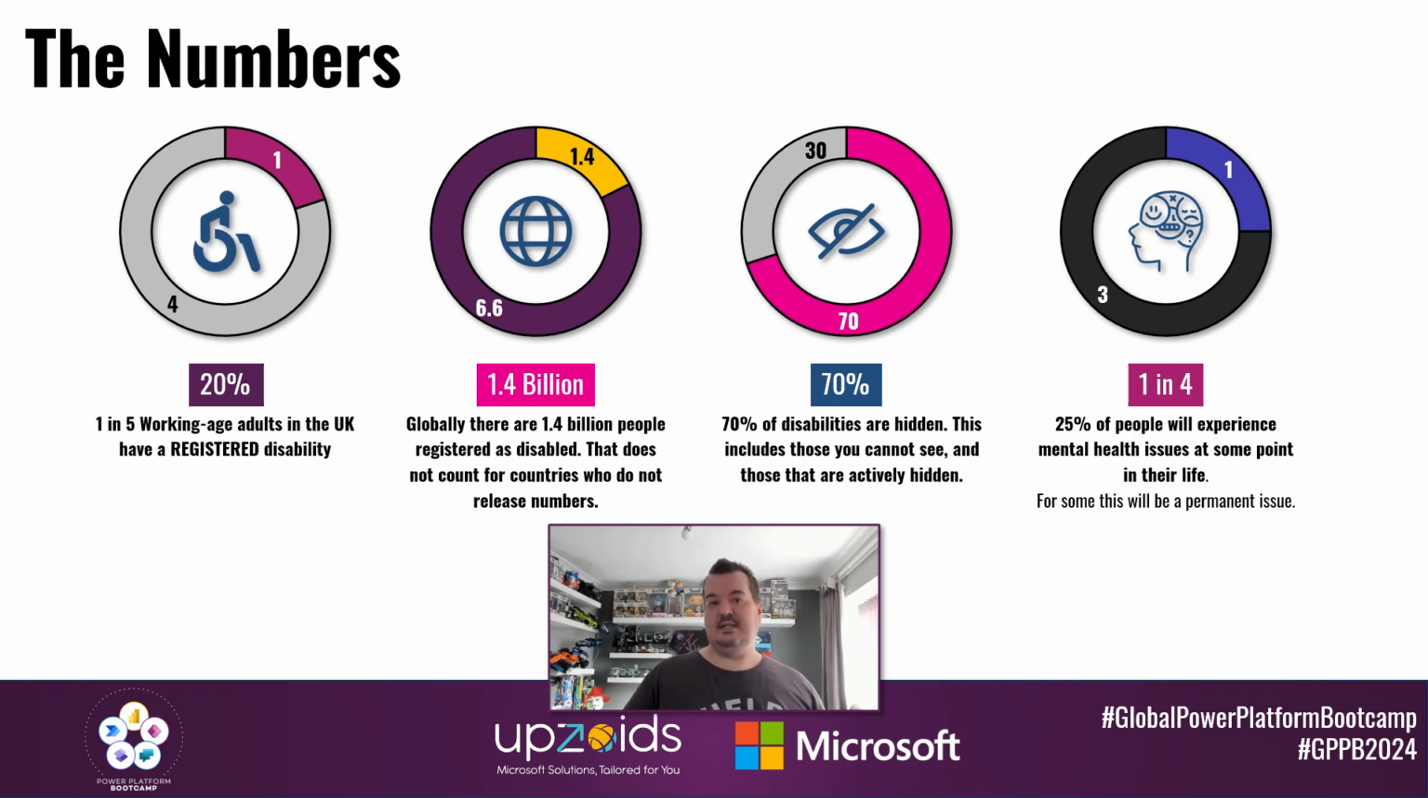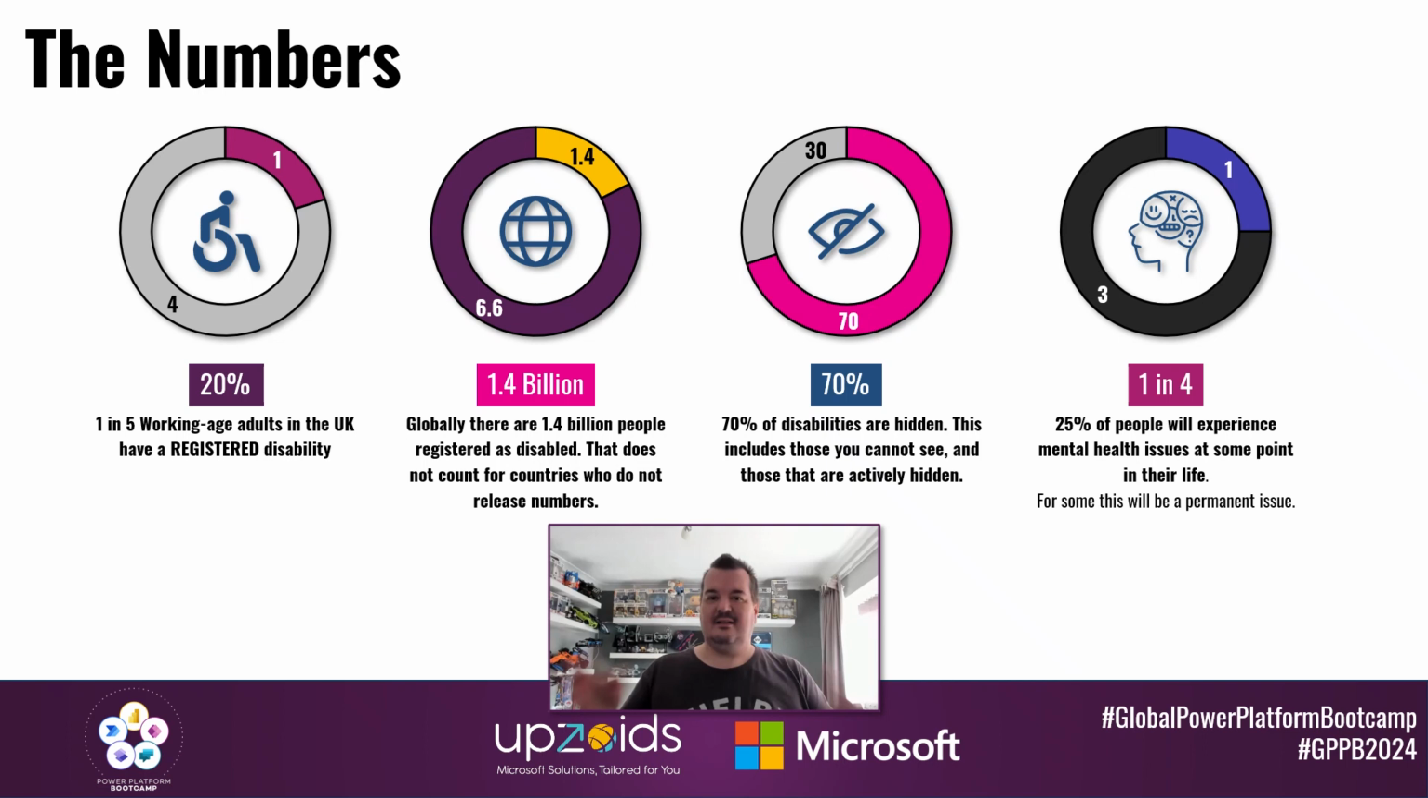70% of disabilities are hidden. Now, this includes disabilities that you can't see. People look at me and they go, well, what's wrong with you? You're not disabled. You don't know because you're not living in my body. There are also disabilities that people mask. They hide. They don't want people to know they're disabled. They keep it under wraps.